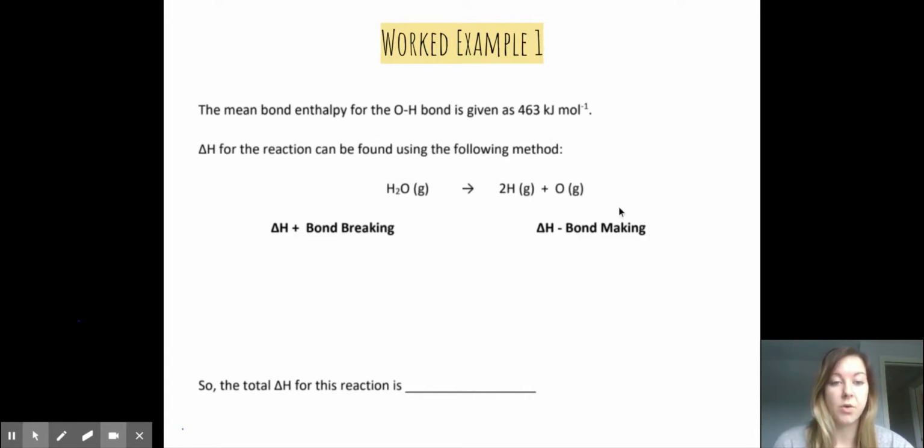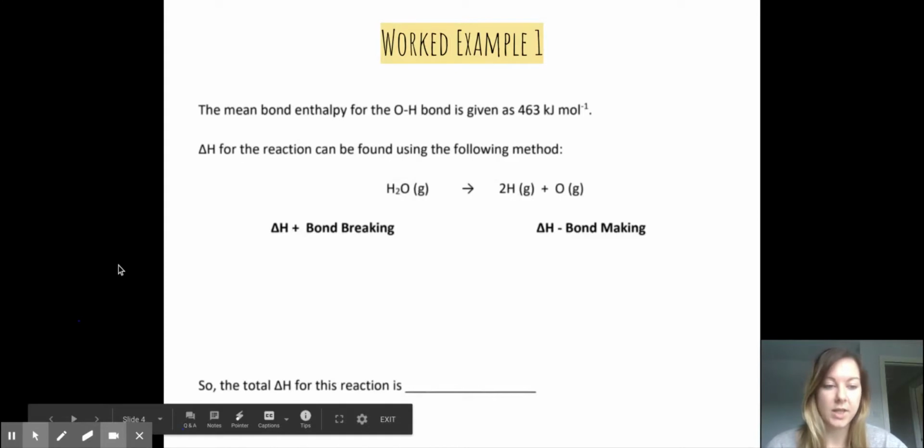Bond making is the opposite. When bonds come together, they release energy. So that's why we have delta H negative. That's an exothermic process. And as we know, the enthalpy change for exothermic processes is negative. So on the left, you always have bonds breaking, which is delta H positive. And on the right, we always have bond making, which is delta H negative.